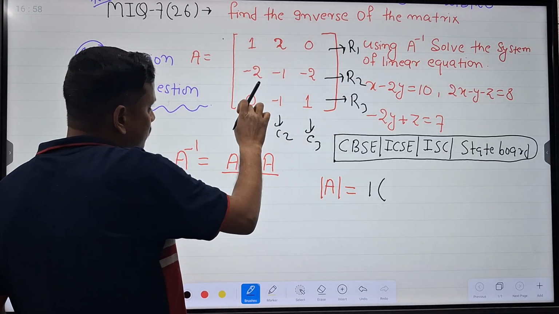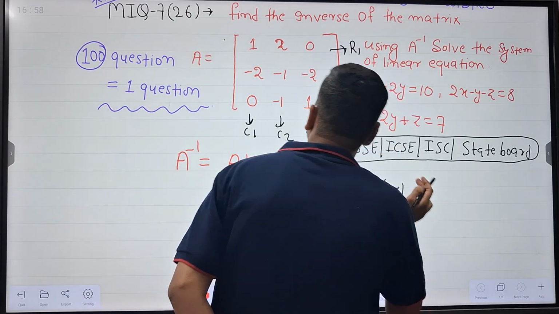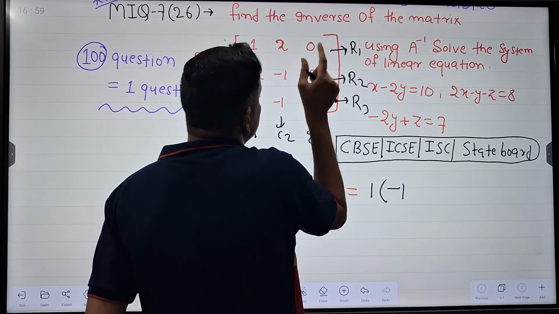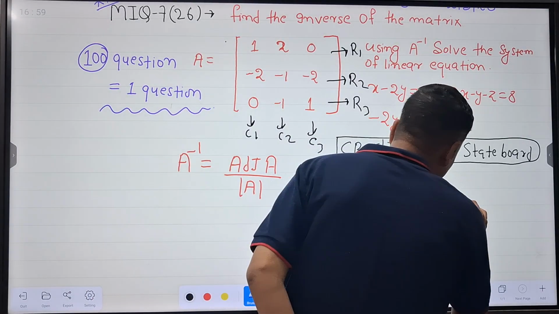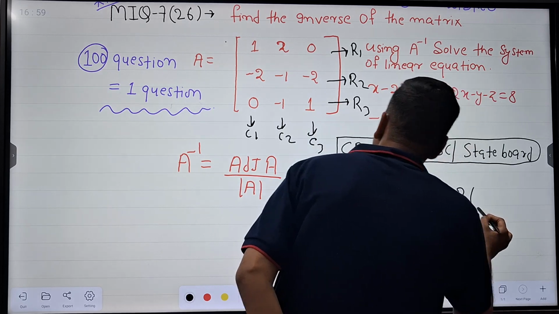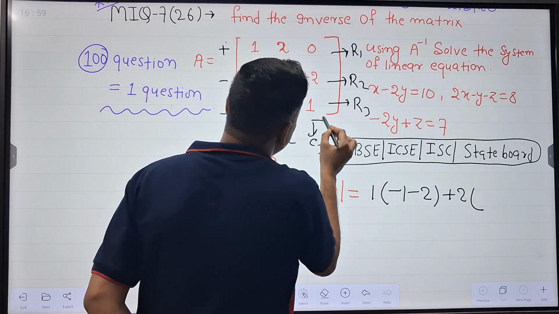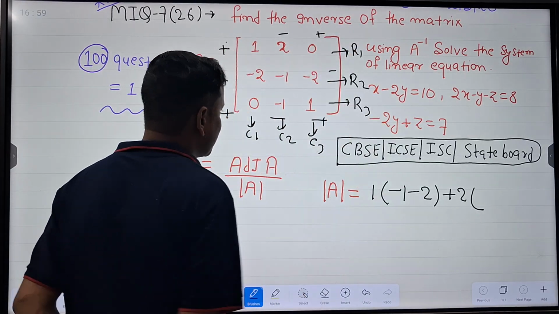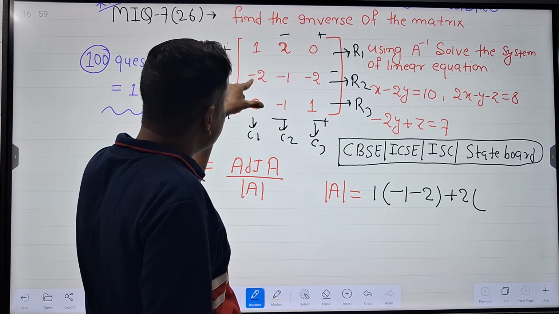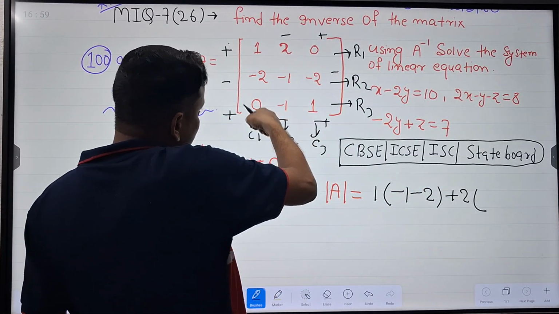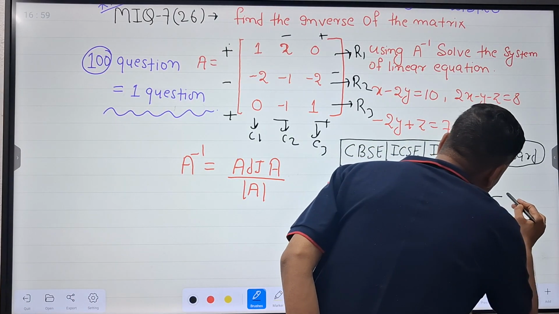1 into, for this element, this row and column will cancel: minus 1 into 1 minus 1 into minus 2, so here you will write minus 2. For this element, minus plus 2 into, because the signs are plus, minus, plus, minus, plus, minus, plus, minus. For this element I have taken minus outside and one minus is here, so plus 2. For this one, this row and column will cancel, so 2 into 1 2 and minus 0, so this will be 2 minus 0.